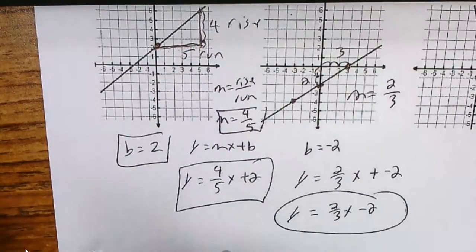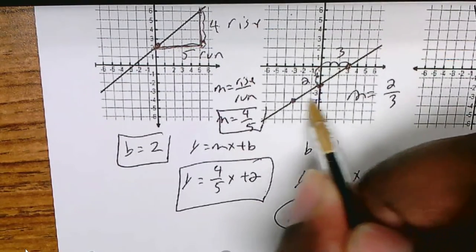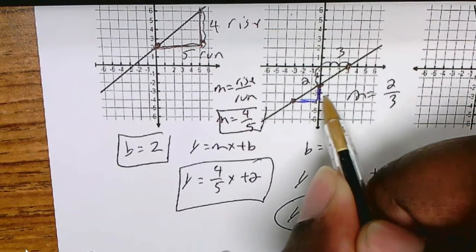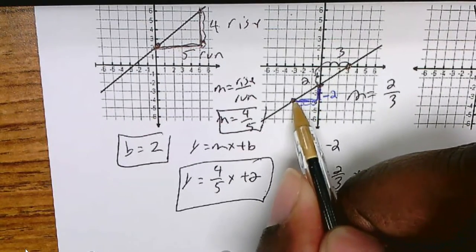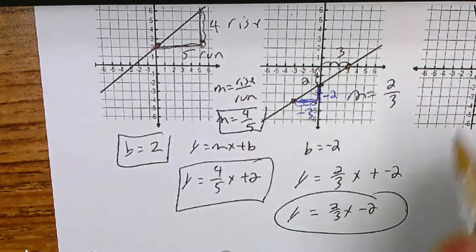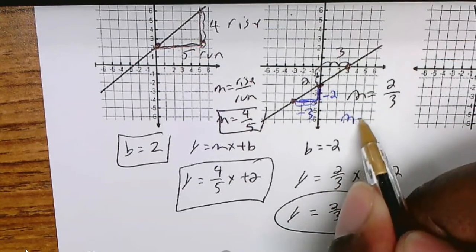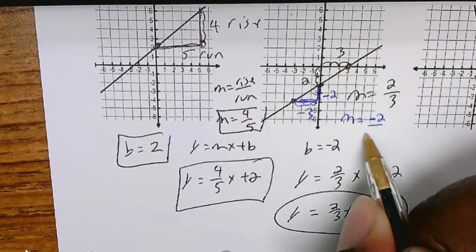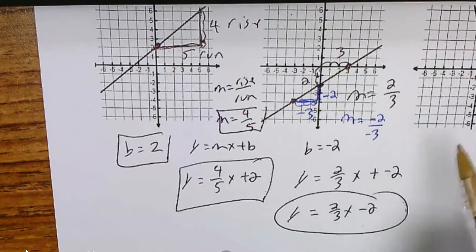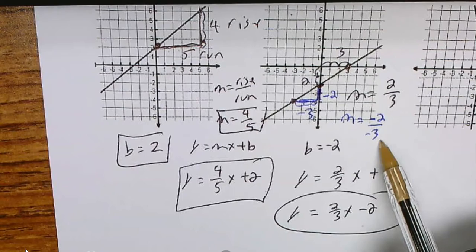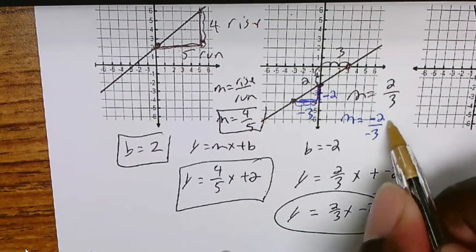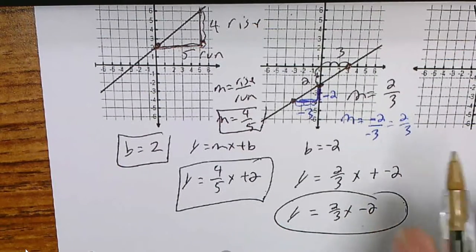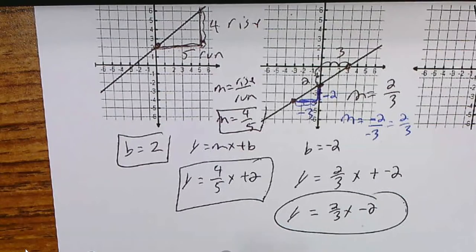Now, had you gone the other direction, and instead of going up and over, you went down and to the left, you went down 2, so it's negative, and to the left, 1, 2, 3, so that's also negative. So if you went that way, you would say your m was down 2, left 3. Now truthfully, negative 2 over negative 3 is the same as positive 2 over positive 3. So that reduces to 2 over 3. So no matter which direction you go in, you come up with the same slope.